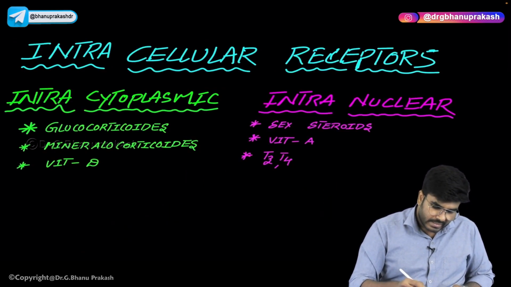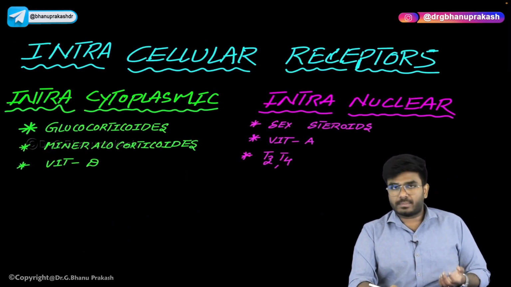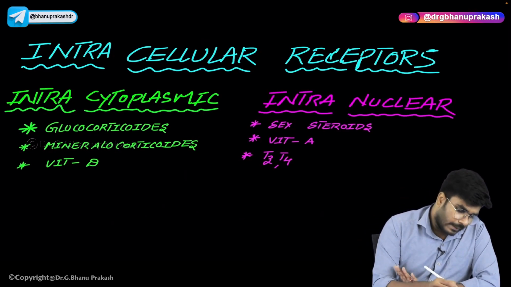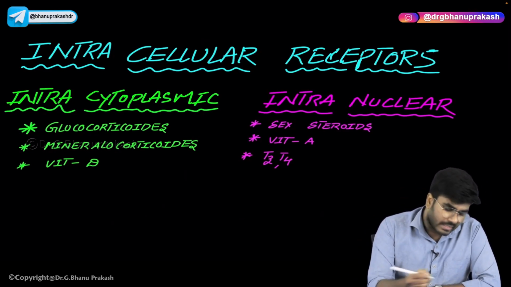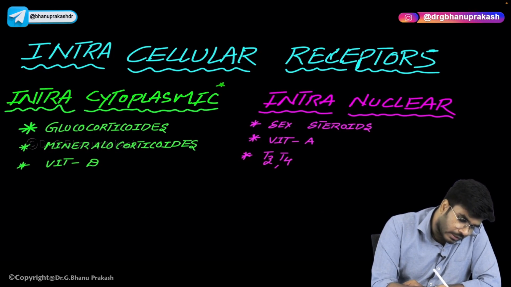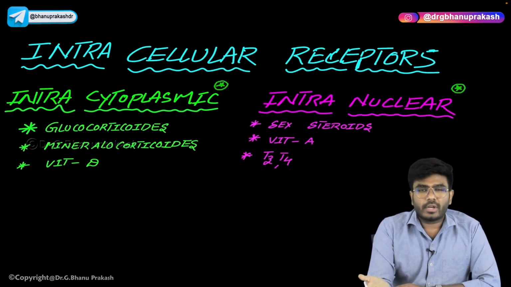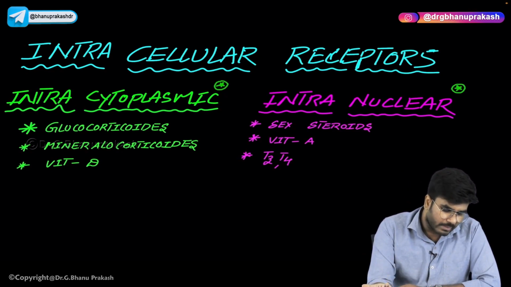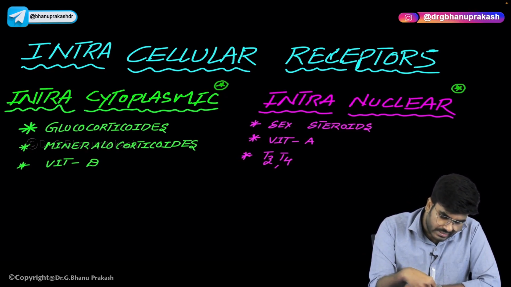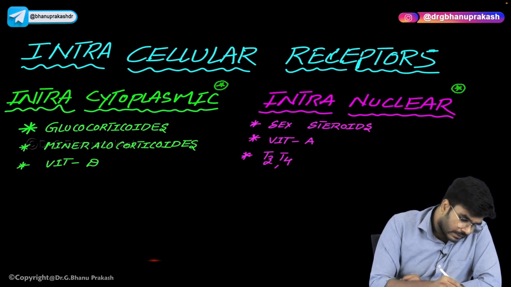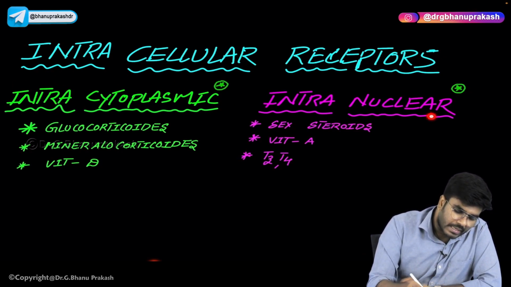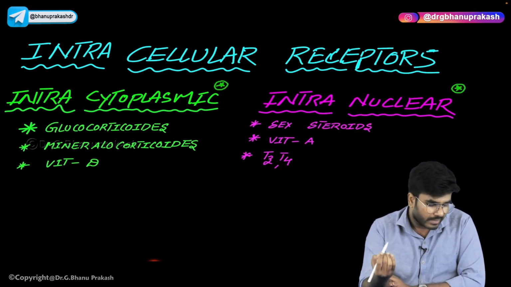Now, let's see a few important points about the receptors. Guys, the intracellular receptors can be of two types: intracytoplasmic and intranuclear. I have already told you this. Steroids can cross the cell membrane, and they have receptors inside the cell. Now, intracytoplasmic receptor, this is a repeatedly asked question, that's why I am just taking a minute to discuss this.